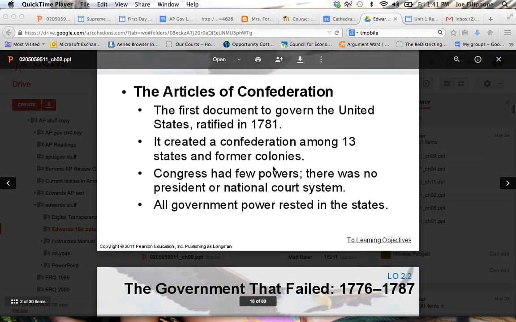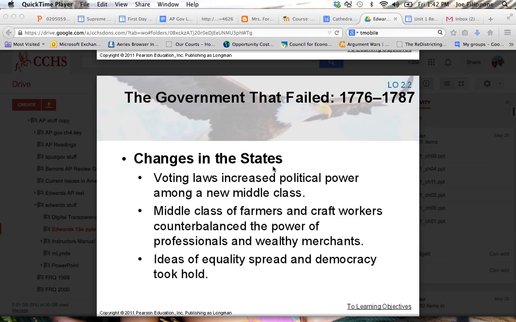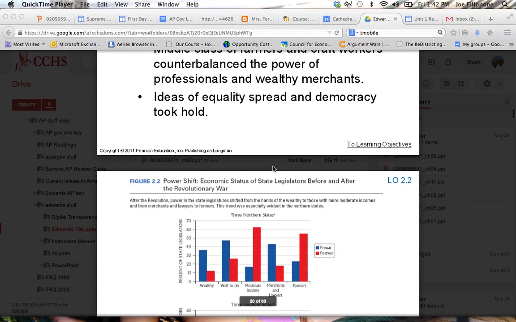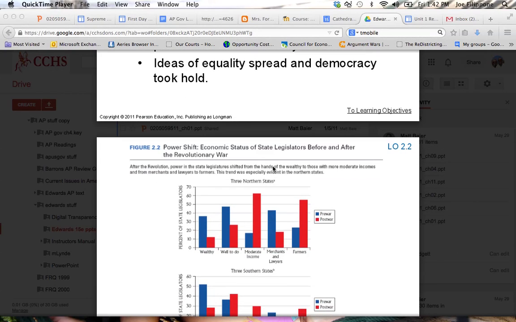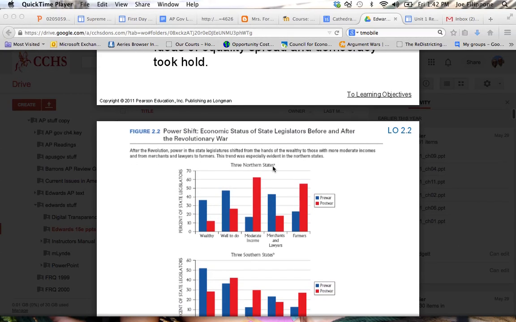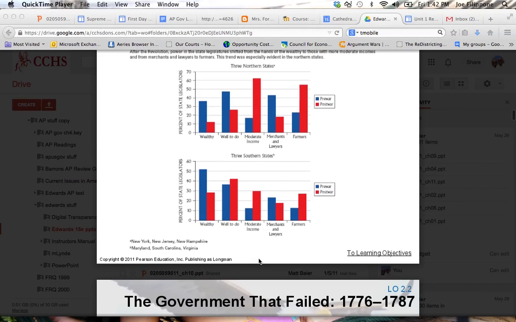Okay, so what has changed with the Articles and what has changed after the war? There's more equality. Okay, more people get into government. It's not just for wealthy merchants and professionals and wealthy landowners. There's more of this idea of equality that is spreading through the United States now. More people got into government. More became state legislators after the Revolutionary War. Before, there were a lot of well-to-do and wealthy people. After that, more moderate income people, farmers, and merchants became active in the state governments.